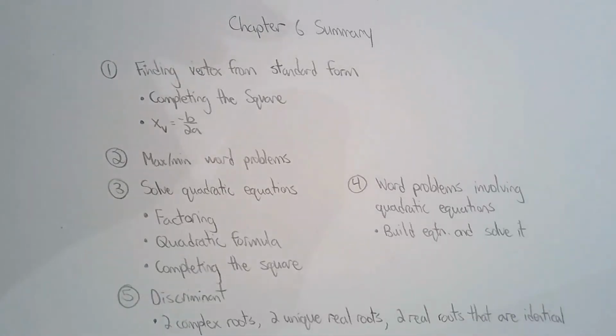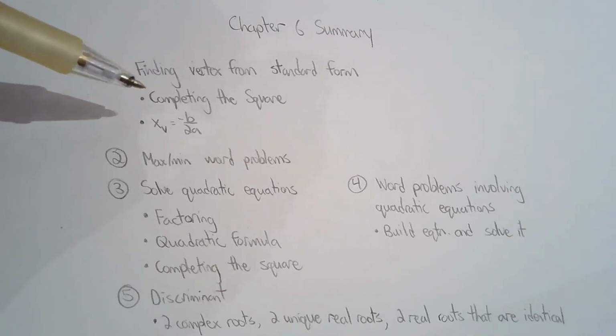In this video, we will go over the big ideas of Chapter 6. The very first thing we did in this unit was to go from standard form to vertex form. Essentially, what you want to do is find the vertex from standard form. We did this one of two ways, the very first one being completing the square.